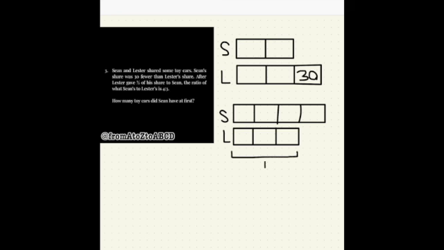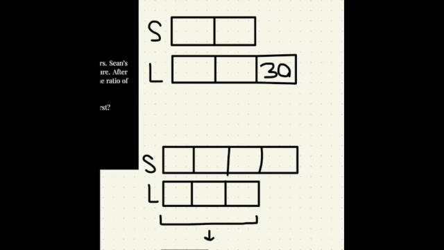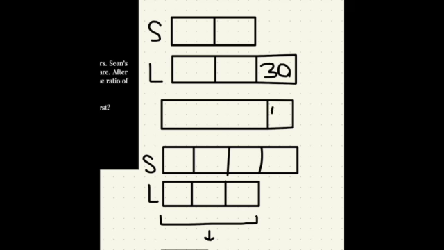Okay, so Lester's share, if we draw it based on what we know previously, is equivalent to 1 unit and 15. Then Sean's share will be equal to 3 units plus 15. This is what we know, okay?